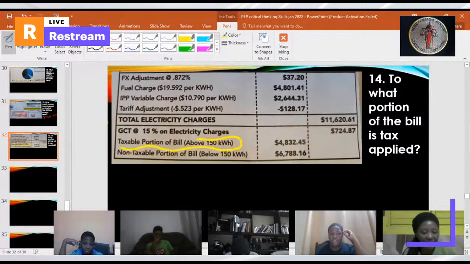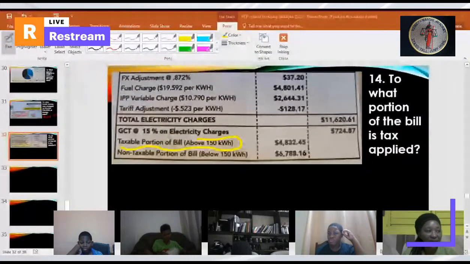All right, so we're at the end of our look at the electric bill. Next week we'll do something else for our critical thinking skills.